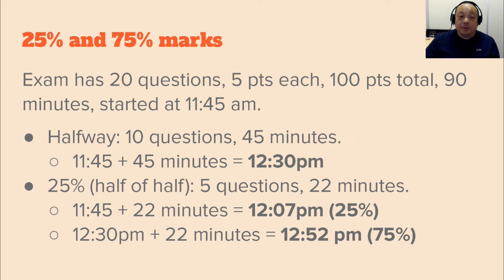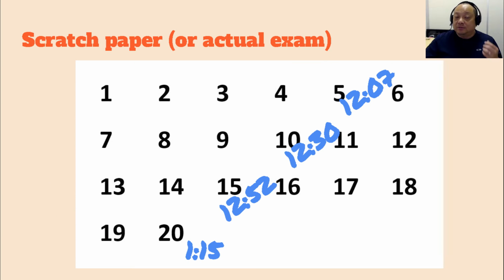Start from the 50% mark, plus 22 minutes. That's 12:30 plus 22 minutes equals 12:52 p.m. for the 75% mark. Write that down as well. This is our pacing guide. By 12:07, we need to have finished question 5. We need to get through question 10 by 12:30, through question 15 by 12:52, and we need to complete the test by 1:15 p.m.